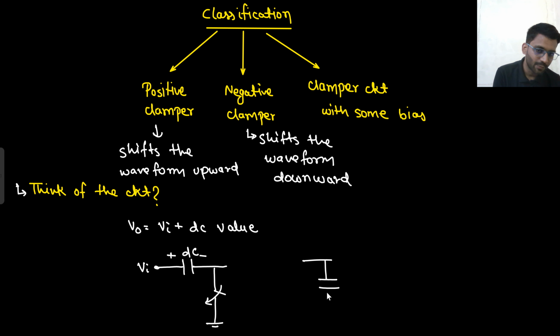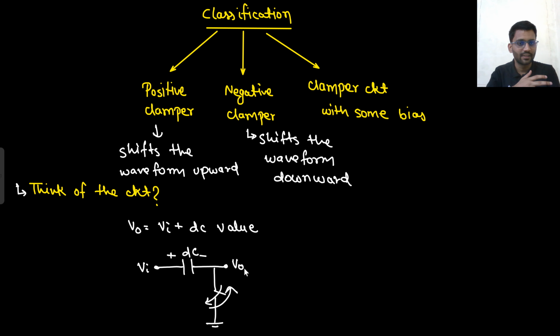And then if I turn off the switch, what will happen? There will be no path for the capacitor to discharge, right? If I turn off the switch, there will be no path for the capacitor to discharge. That means it will be storing that particular value. So my output will be V in minus DC, or somehow if DC value is negative, it would be V in plus DC. Are you getting this point?